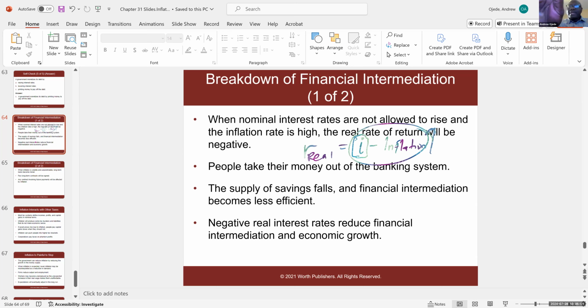And people take their money out of the banking system in that case because it doesn't make any sense that if I deposit my money in a savings account, my return is negative. Okay? That is not a good idea. And then the supply of savings falls and financial intermediation becomes less efficient. Negative real interest rates reduce financial intermediation and economic growth.